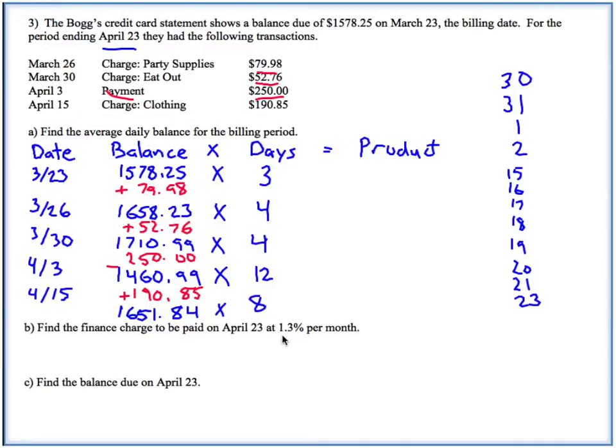Okay, now one thing we can do is add up these days to make sure that they equal the number of days in March. So 3 plus 4 plus 4 plus 12 plus 8, that gives me what? 24, 28, 31 days total. Okay, so we know that we got all of our days because we had 31 days in March. What we want to do now is go ahead and find all of these products. So we're going to multiply all of these together.